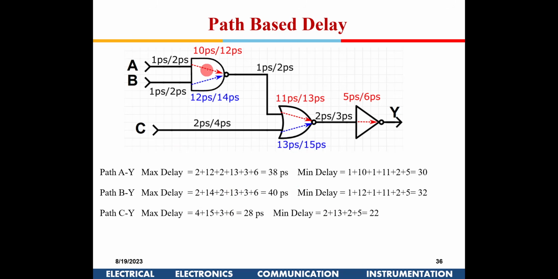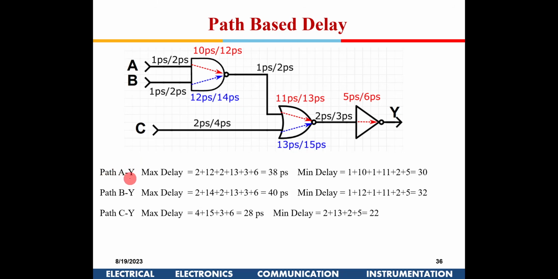Now this is known as path-based design, in which the delay of this path and this path is considered, because this is one input and this is the other input. This input can have a different contamination delay and propagation delay. That input can have a different contamination delay and propagation delay, right?